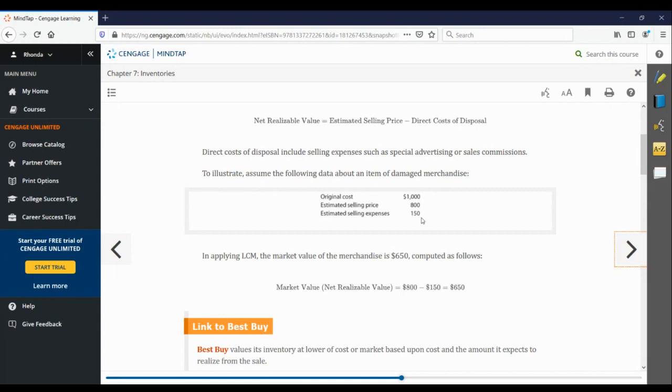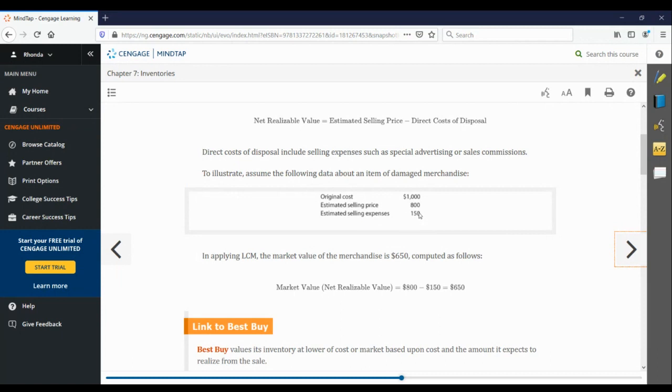For example, if the merchandise is damaged, you might be able to repair that merchandise, and those repair costs would become a part of the selling expenses that would go into the damaged merchandise. But you still may not be able to get the full selling price for that merchandise. In this case, they have estimated their selling expenses to get this damaged merchandise to sell as being $150.